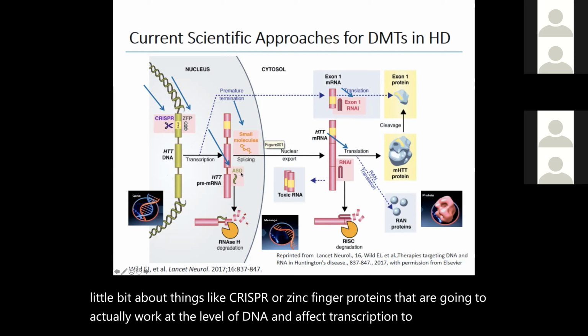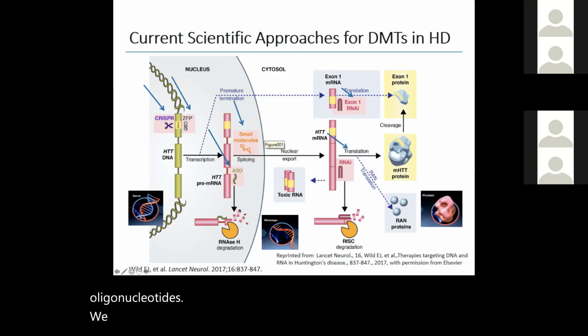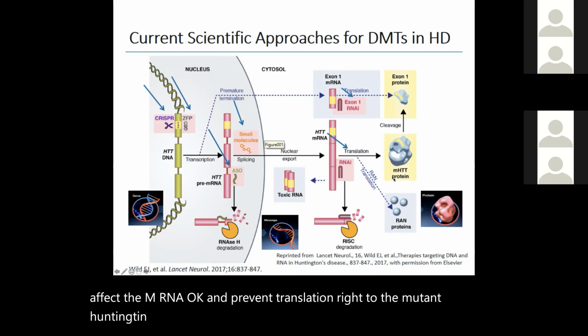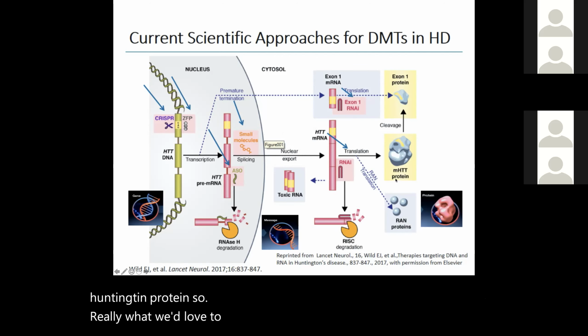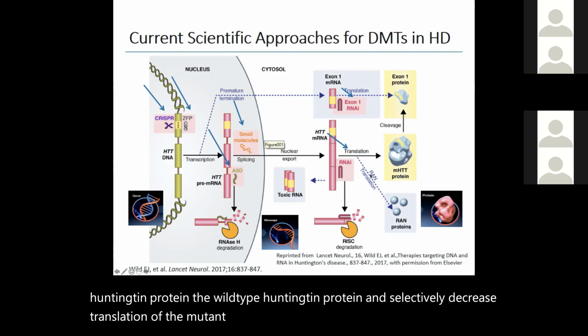Okay. But there are other things. We've got antisense oligonucleotides. We have small molecules. We have RNAs. All of these are actually trying to affect the mRNA, okay, and prevent translation to the mutant Huntington protein. So really what we'd love to do is selectively allow translation of the good Huntington protein, the wild type Huntington protein, and selectively decrease translation of the mutant Huntington if we can.